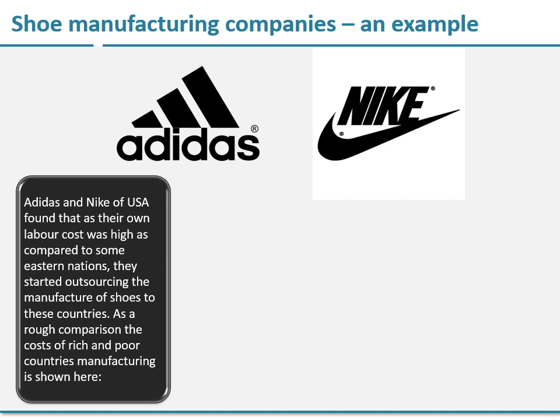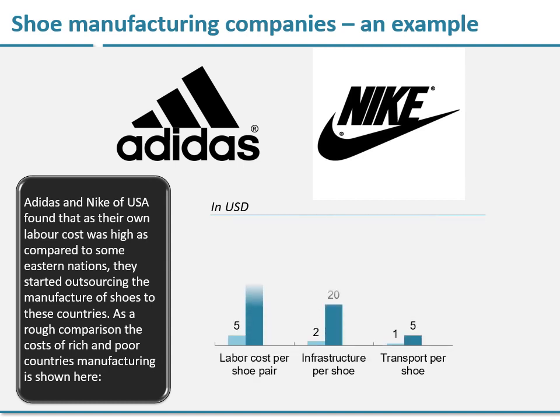As a rough comparison, the costs of the rich and poor countries' manufacturing is shown here. The costs are shown in US dollars. Labor cost per shoe pair for the poor countries is $5 and for the rich country is $50. Infrastructure per shoe for poor countries is $2 and the rich countries is $20. Transport per shoe for poor countries is $1 and for the rich countries it's $5.